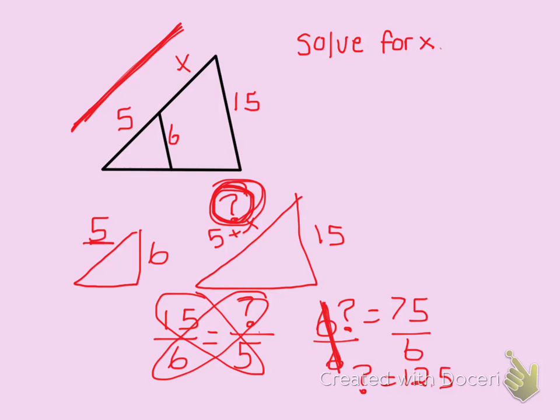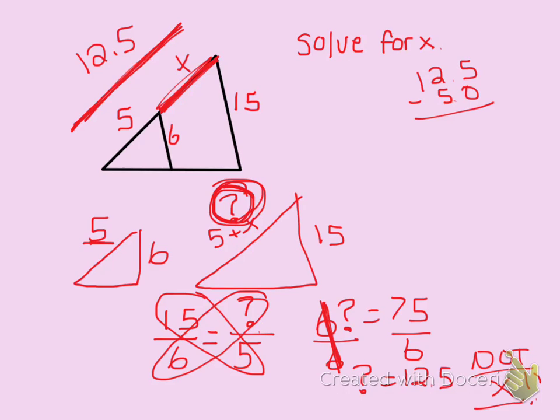Now that is not x. Not x! I want to put some exclamation points there. To find x, what do we need to do? If we know that the whole side is 12.5, we can figure out what x is by subtracting 5 from 12.5. So 12.5 minus 5.0 gives me 7.5. So your answer is x equals 7.5.